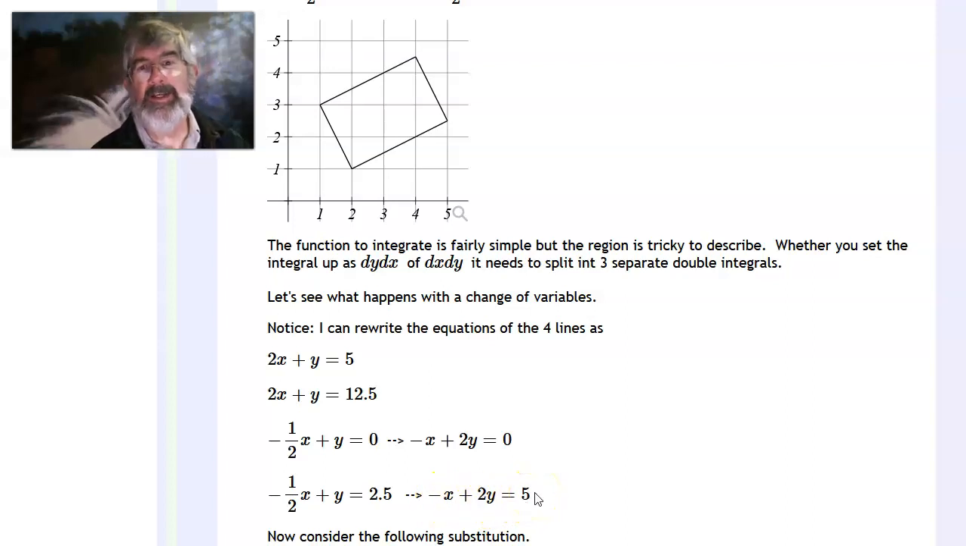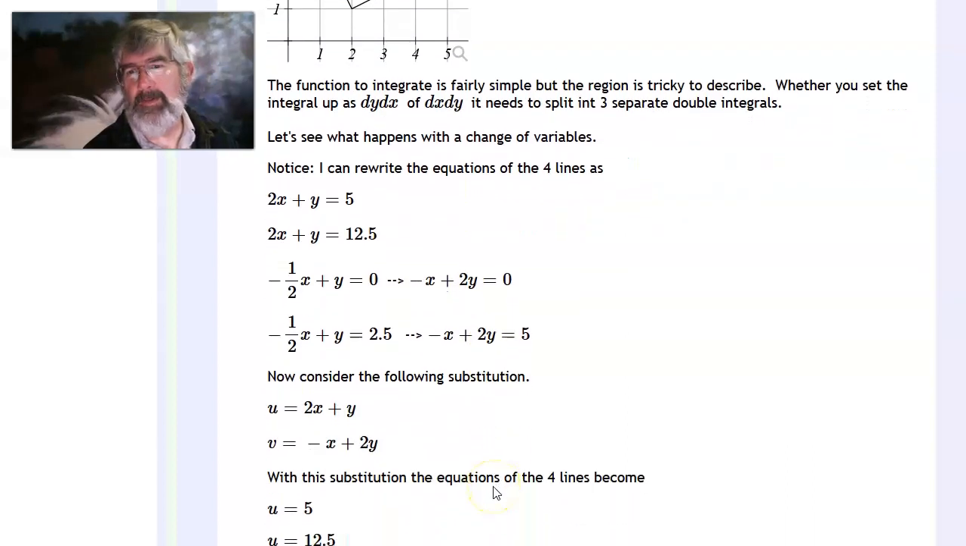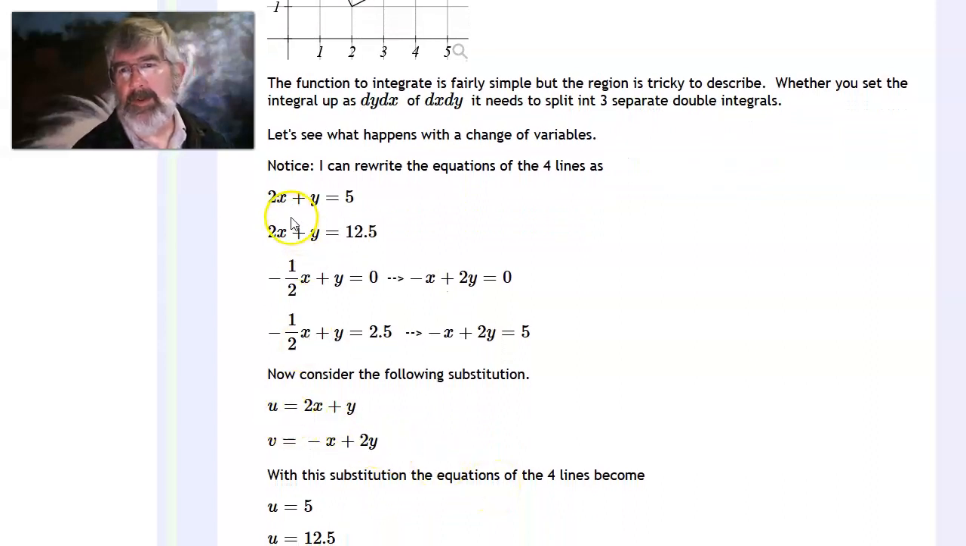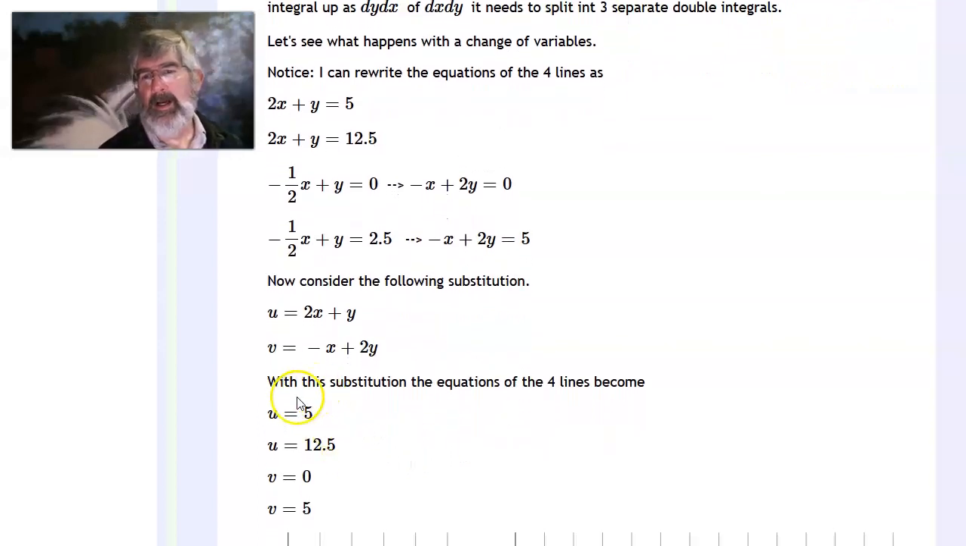And this makes me think, only because I'd seen someone else do it, I wasn't the first clever person here, but it's like, oh, well, if we let u equal this stuff, it would turn the equation of that line into u equals 5. And likewise, the other side here would be u equals 12.5, where if I do v equals minus x plus 2y, then this would be v equals 0 and v equals 5. And so that's exactly what we're going to do. We're going to let u equal this, and v equal that, and so my 4 sides become just u is 2 different constants and v is 2 different constants.